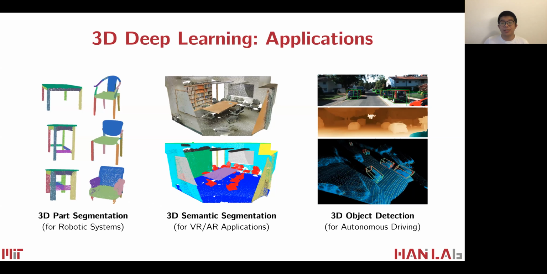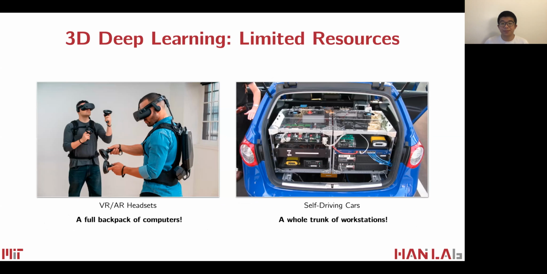Thanks to these 3D sensors, 3D deep learning has received increased attention as it enables more and more applications. It can be used in robotic systems to parse the functional parts of objects. It can also be used in VR/AR applications to understand indoor scenes, for example, to segment where the floor is and also where the chair is. Furthermore, it is also widely used in autonomous driving systems to detect pedestrians, cyclists, and cars.